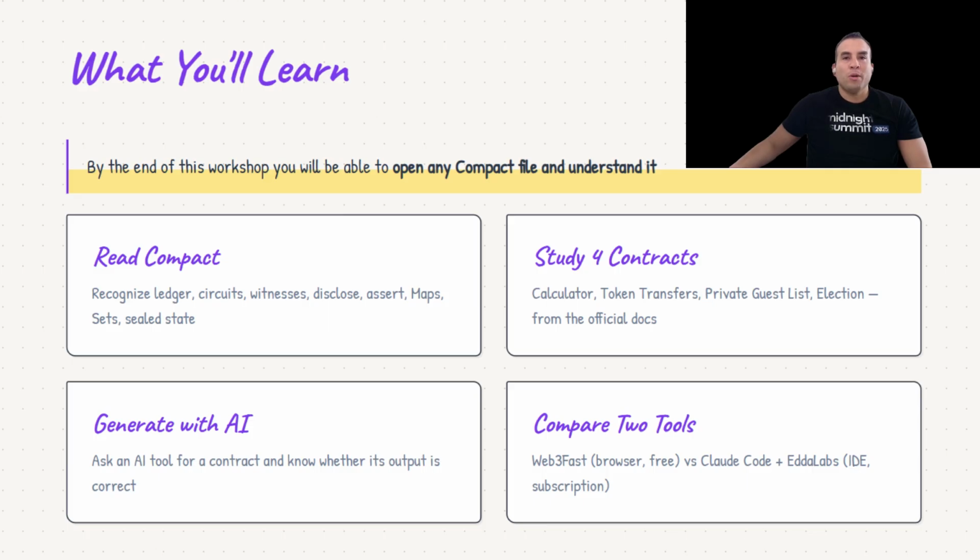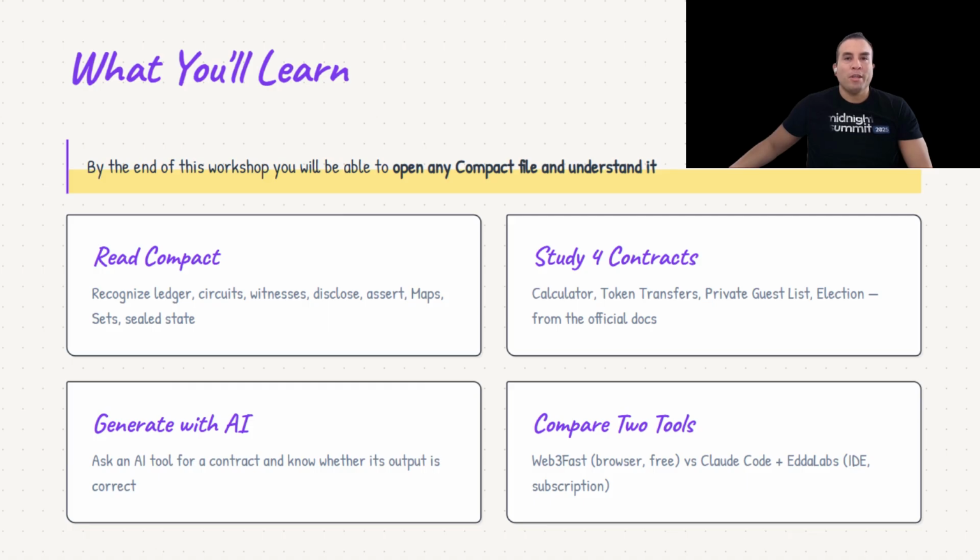Number two, we will study 4 real smart contracts, pulled straight from the official Midnight documentation. We pick them carefully. Each one teaches something new on top of the last one. So by the end, you have seen every major pattern you will meet in the wild.